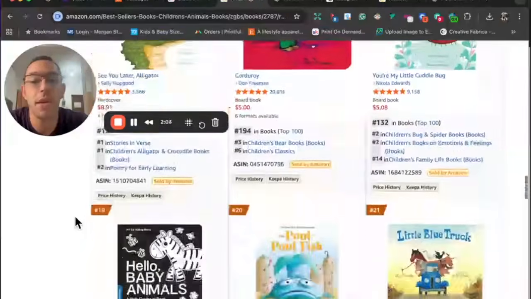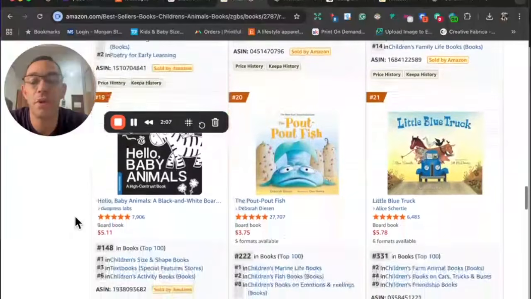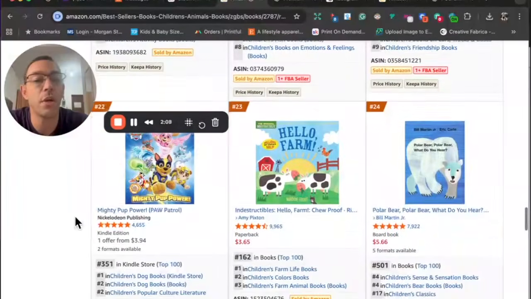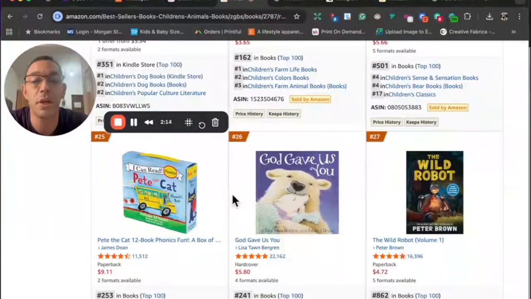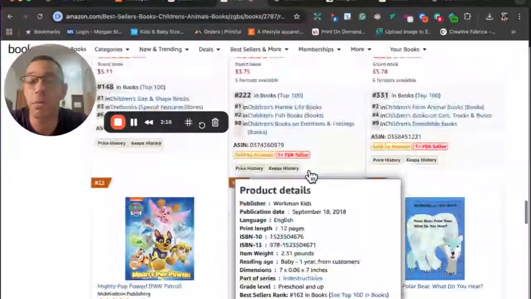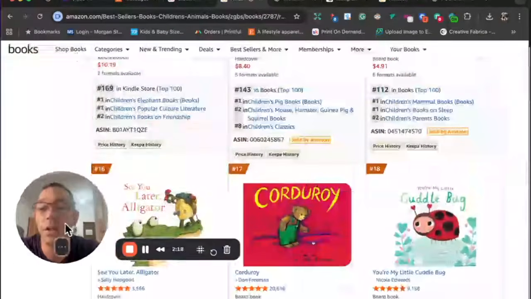But I'm just scrolling down here. A fish book, zebra book, farm book, and look at this, another polar bear book. So that's 3 polar bear books, and bam, looks like another one. So I'm seeing 4 polar bear books right away on the first page. So that's something I want to take note of.